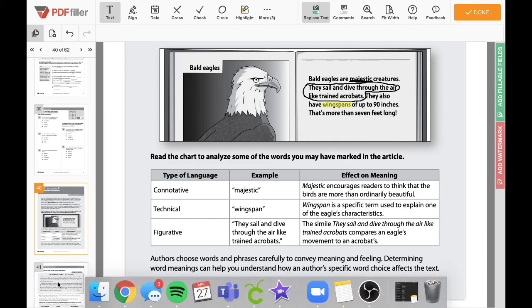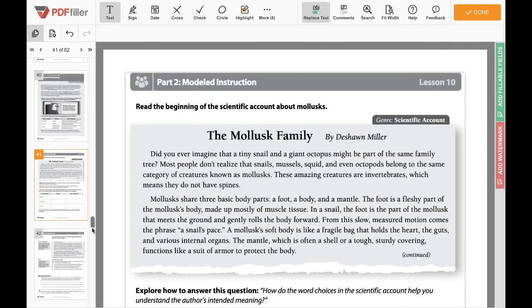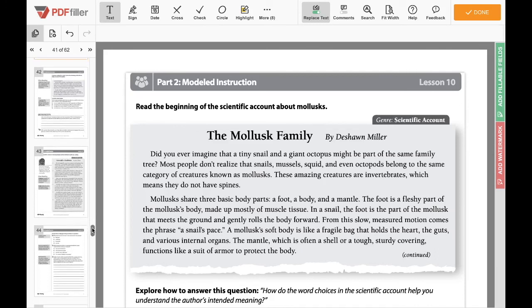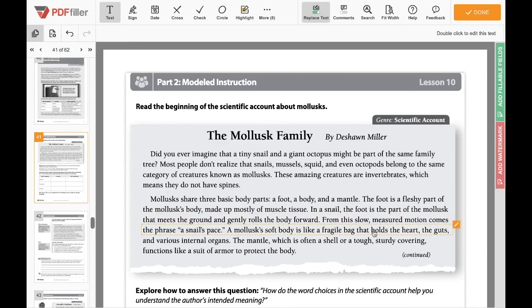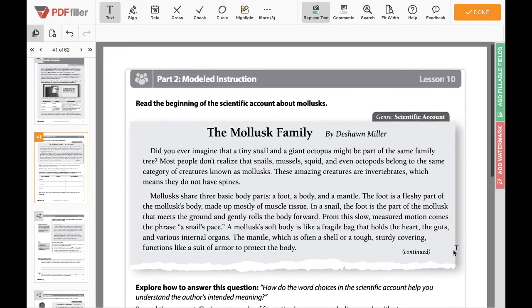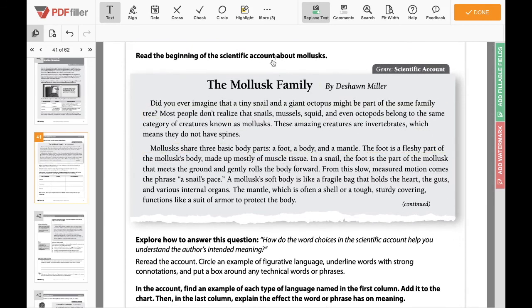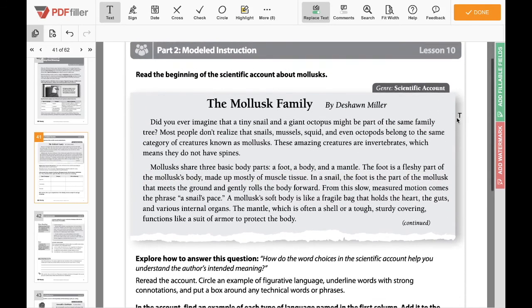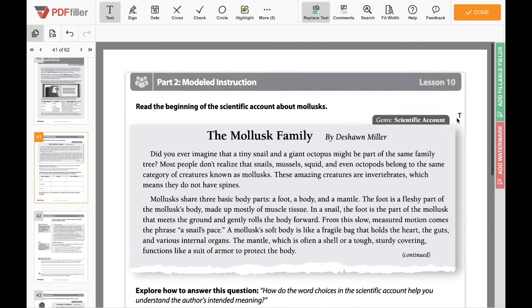So let's take a look at page 41. We're going to go ahead and do page 41 and 42 together, and then you guys will do 43 and 44 on your own. So let's go ahead and read this. It's called the mollusk family. It says read the beginning of the scientific account about mollusks. It doesn't ask us to circle anything while we're reading it the first time. It doesn't ask us to underline anything. We just need to read it. So we're going to read through this on page 41.